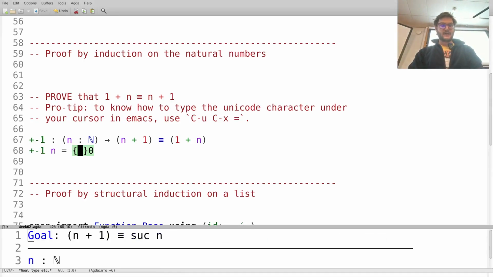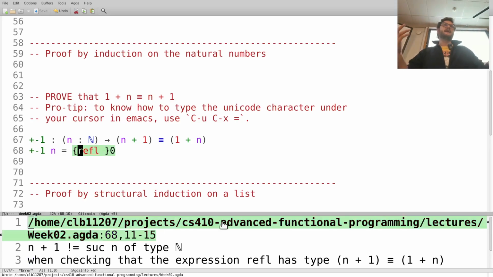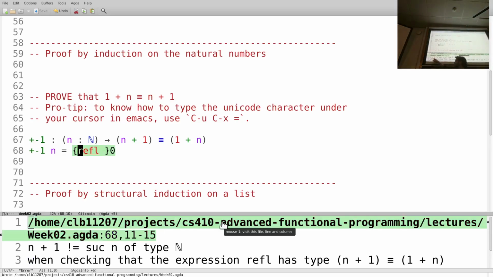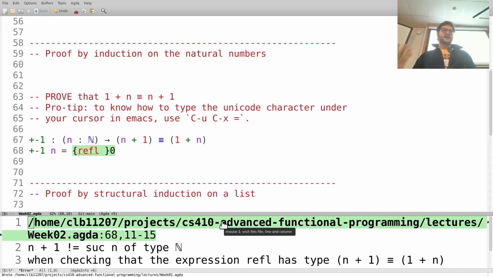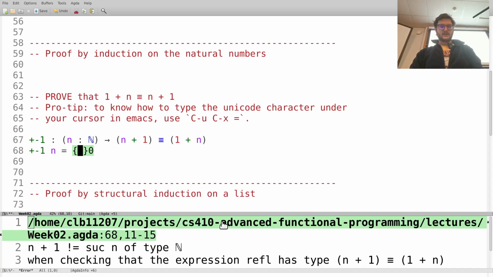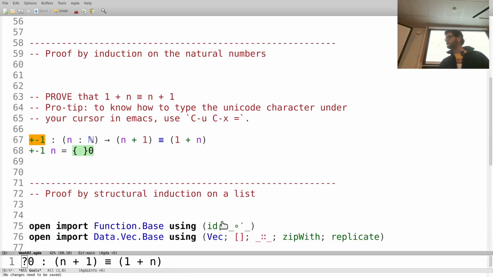So if I introduce the n and I try to use refl, it's telling me I don't know that n plus 1 is suc n. And even though it seems trivial to us, we need to explain to Agda why that is the case. Right. So yeah, this is our first instance of a game that you're going to need to learn to play. And these days I teach it to the first years. But this game is called Why Is It Stuck?